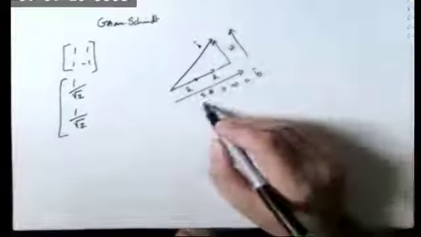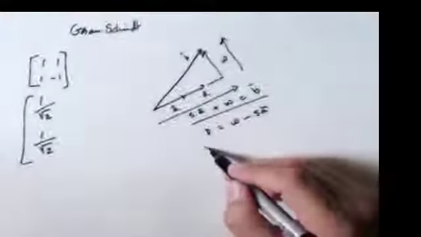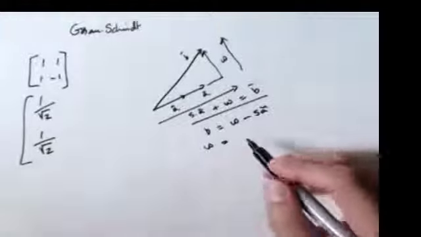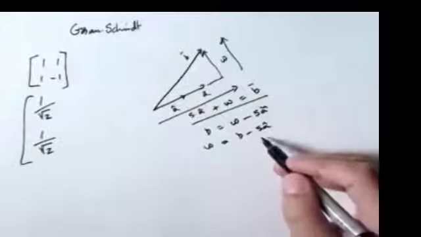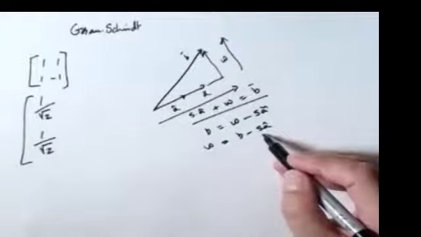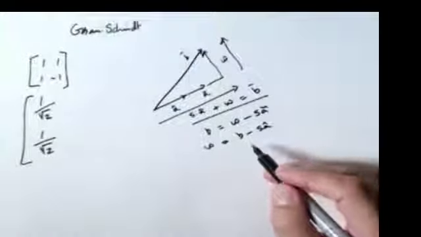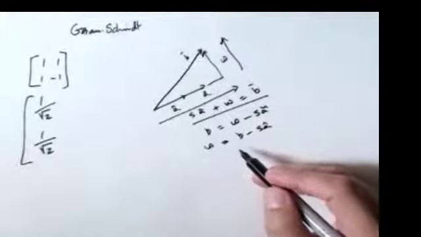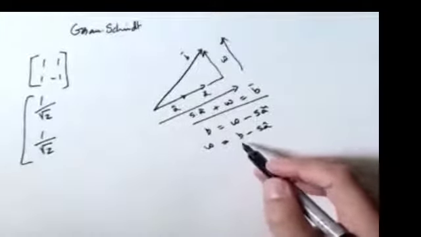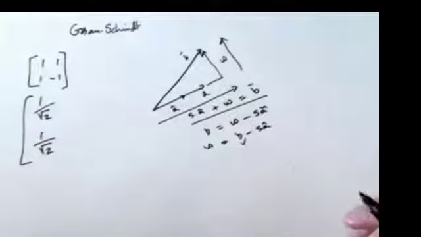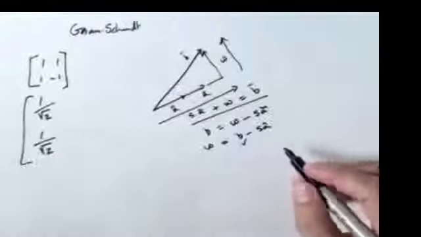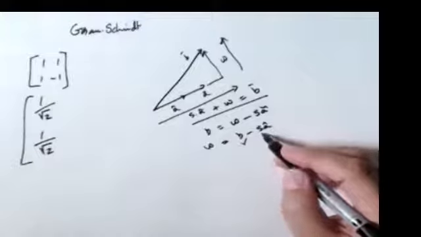So I'll use this, and I can rewrite it as W is equal to B minus S A hat. So I have to find out this scalar over here and this B over here, right? This B is the original vector, this one over here. So we already know this thing. We have to find out this S over here.